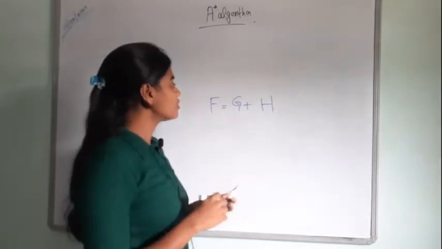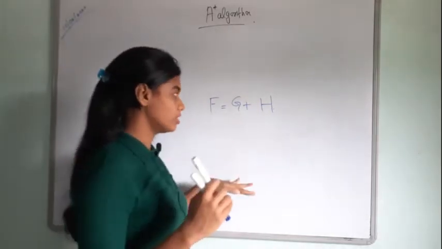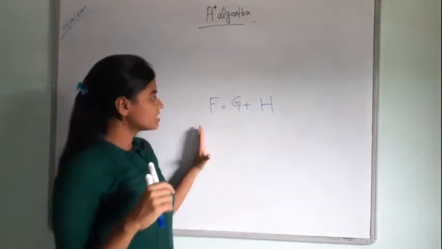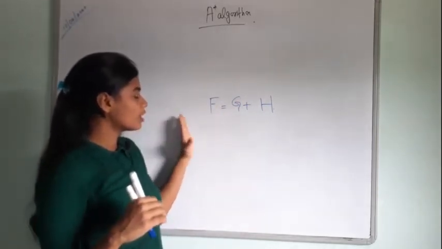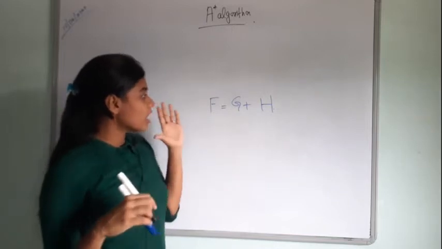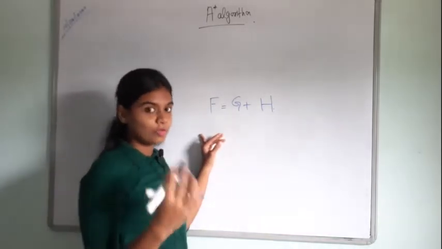F is equal to G plus H. What is F, what is G, what is H? I will tell you one by one. F is the sum of G plus H. It moves from one node to another node. It has a high responsibility: it is used to find the optimal solution.